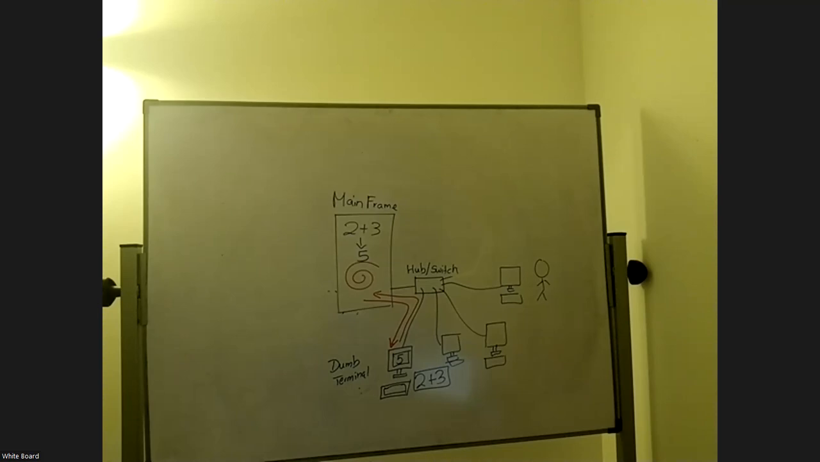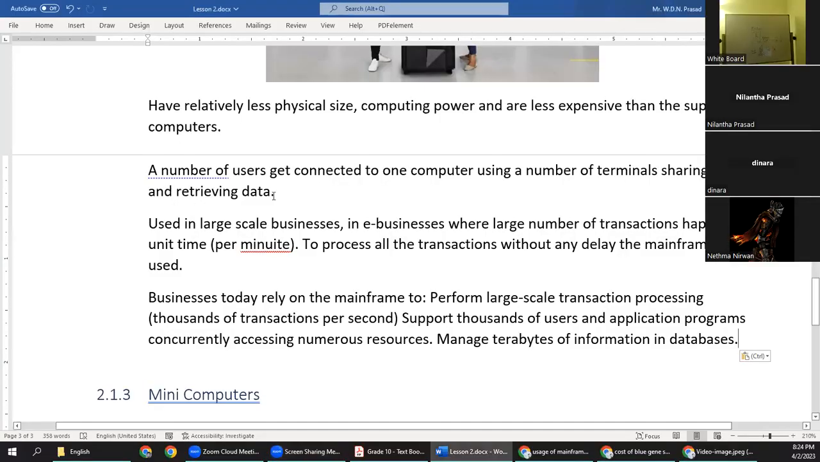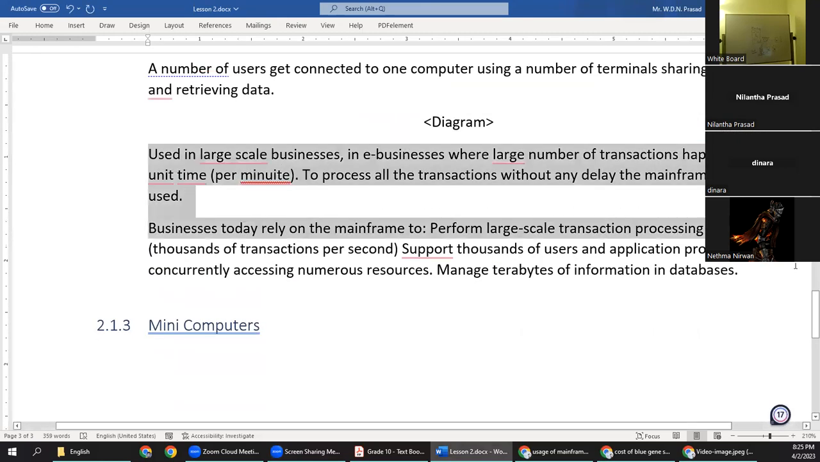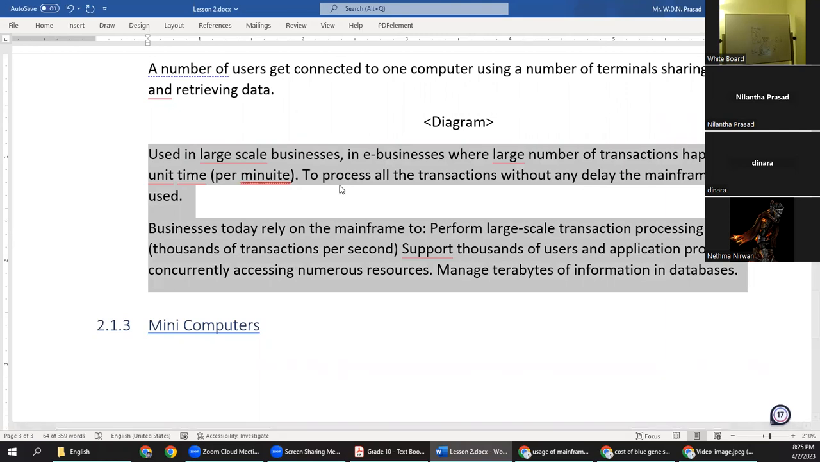Right, done. Okay. Now, let's write this way. So now you have drawn it right here. So we have the diagram over here. The diagram is going to be, so you have drawn the diagram here now. Next we come to the next one. Use, so you can write this. So it is used in large scale businesses. I will give an example after you write this one.